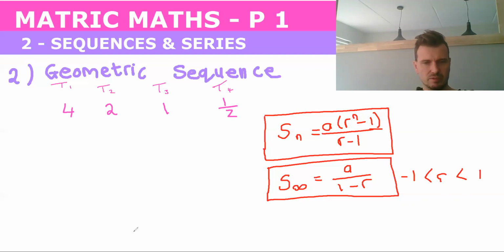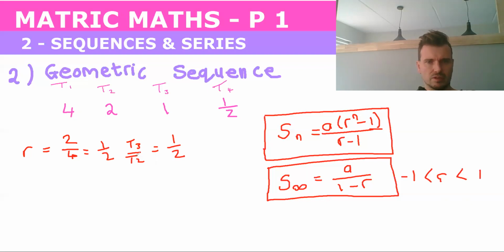And so when we calculate our ratio, which is T2 over T1, we see it's 2/4 and T3 over T2 is equal to 1/2. We see that these are both a half. So they could ask, what is the infinite sum of this series? And that's when we would use this formula here. And it's a really simple one.